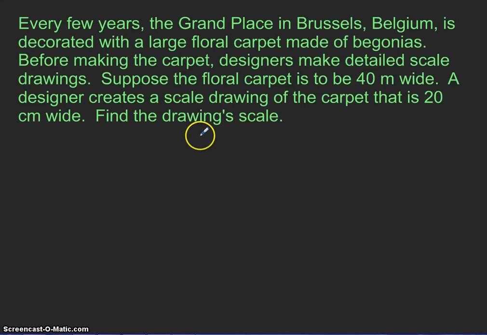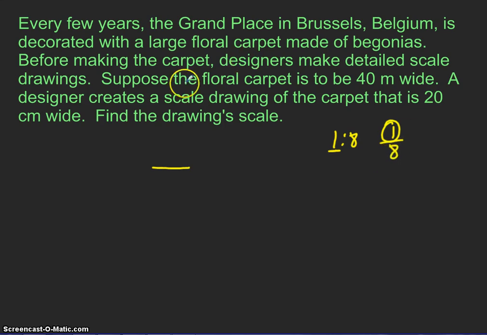So look at this word problem. This is all fluff, but suppose a floral carpet is to be 40 meters wide. A designer creates a scale drawing of the carpet that is 20 centimeters wide. Find the drawing scale. Well, anytime you see a scale on a drawing, the top number represents the drawing. So if I see 1 to 8, the first number, the top number, always represents the drawing or the model. The second number represents the real thing.